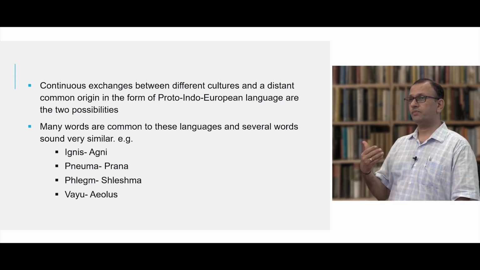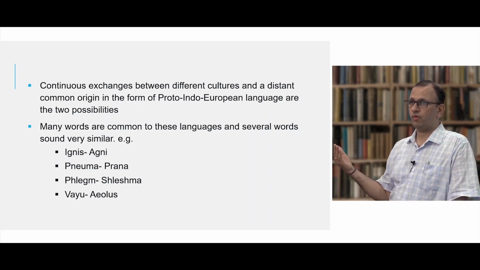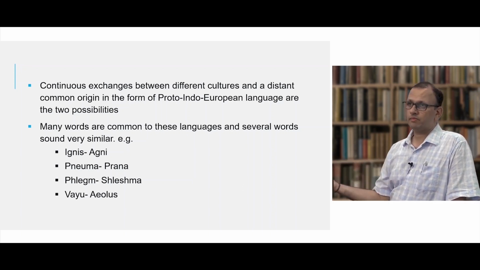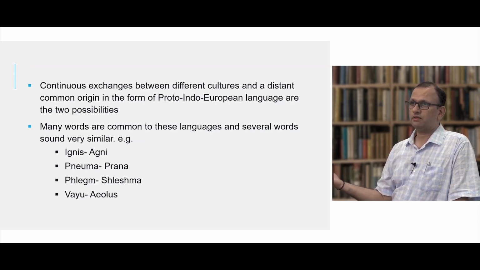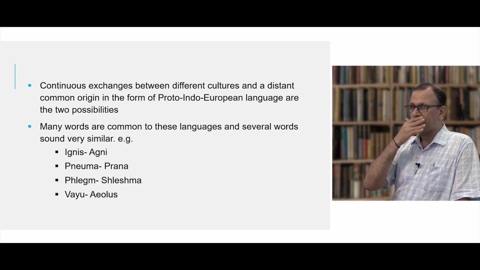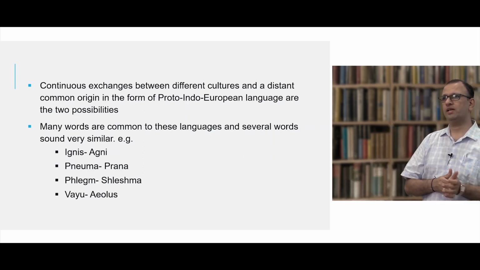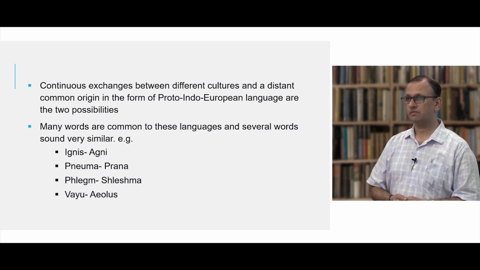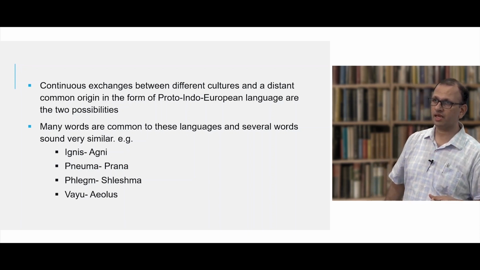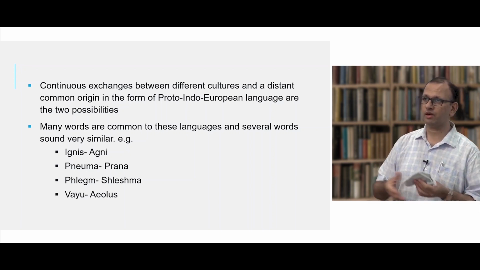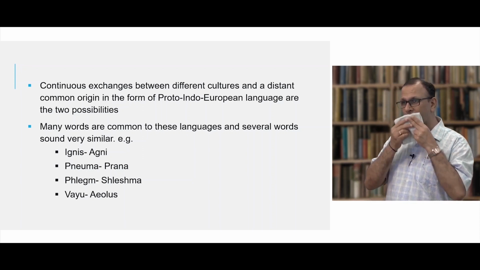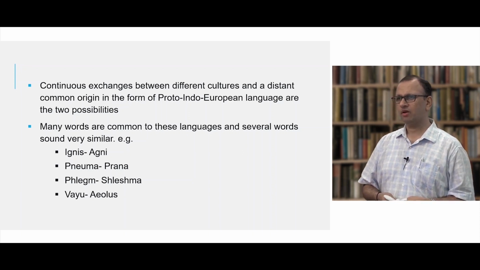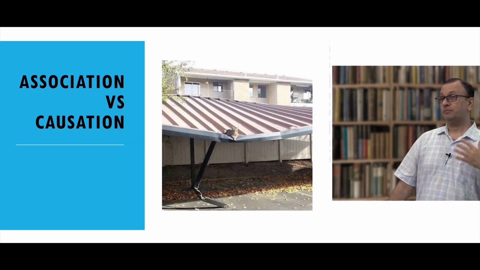This theory argues that there was a common language from which all these different members of the Indo-European languages originated. You might be interested to know that many words are common to these languages, and several words sound very similar even within the Ayurvedic Samhitas. Ignis is the Greek word, which in Ayurveda is Agni. Pneuma and Prana are similar. Phlegm and Shleshma sound very similar. Vayu, Aeolus.